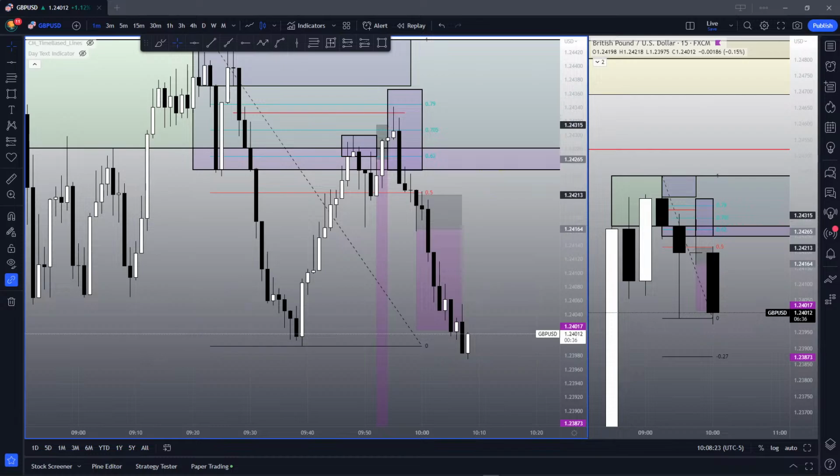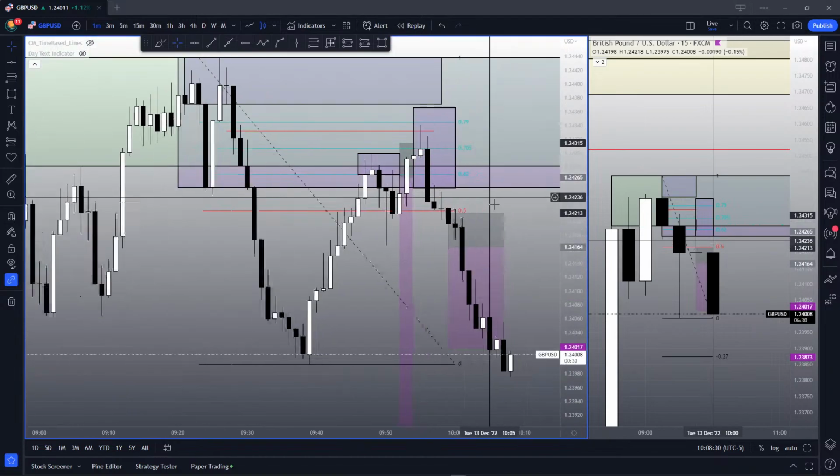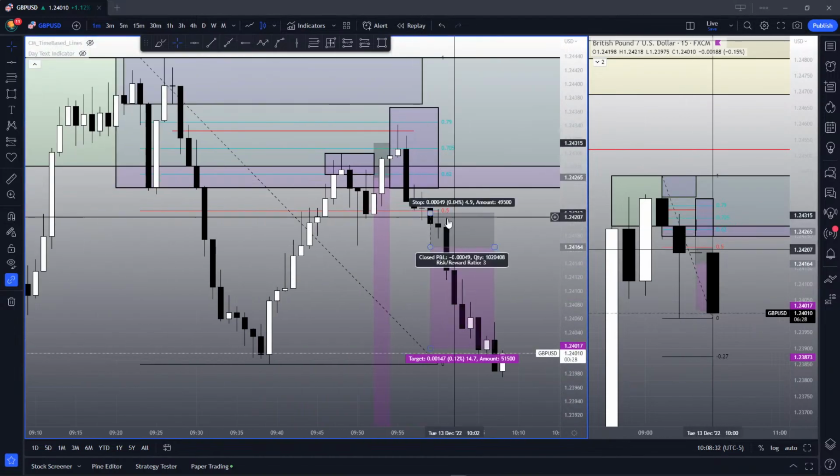But yeah, we just got a 1-3 again. We lost our first trade, which is entering a little bit too early here onto the charts.